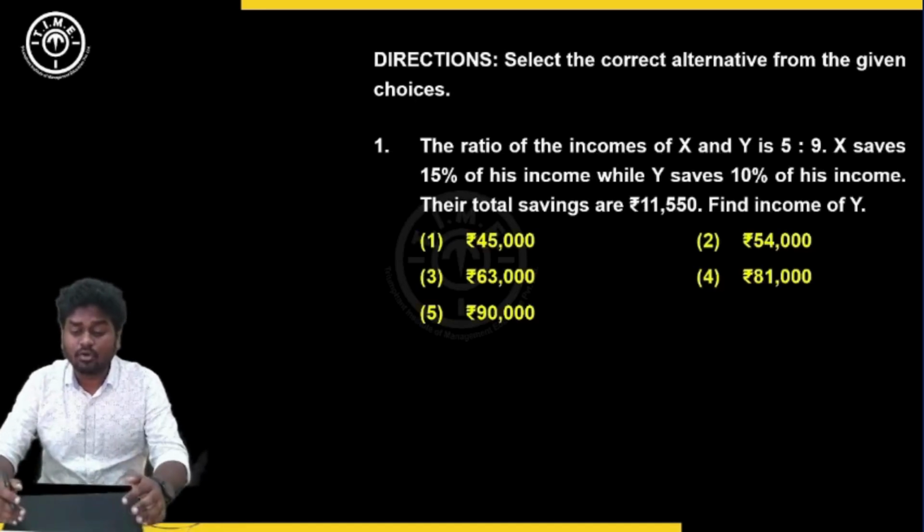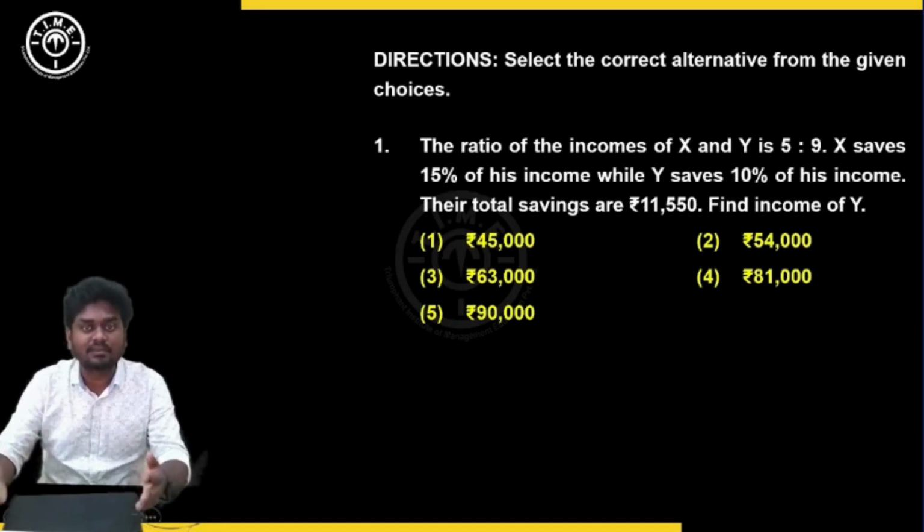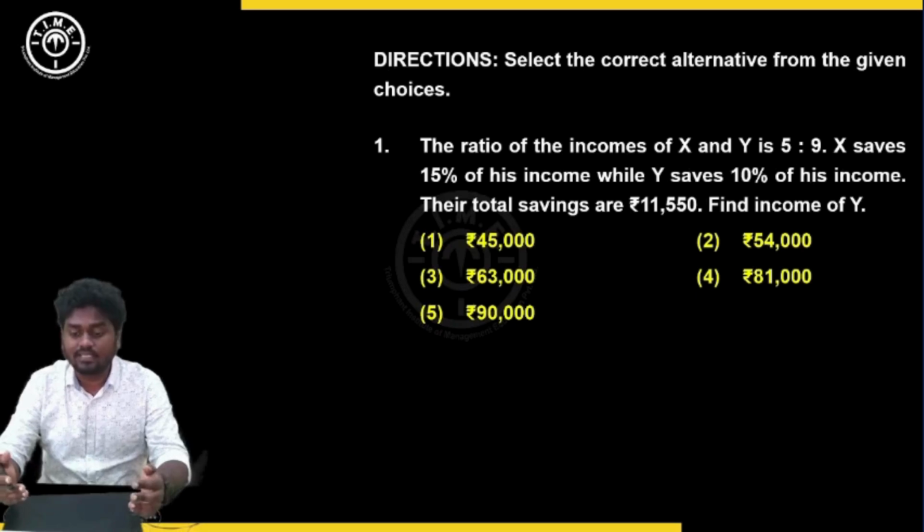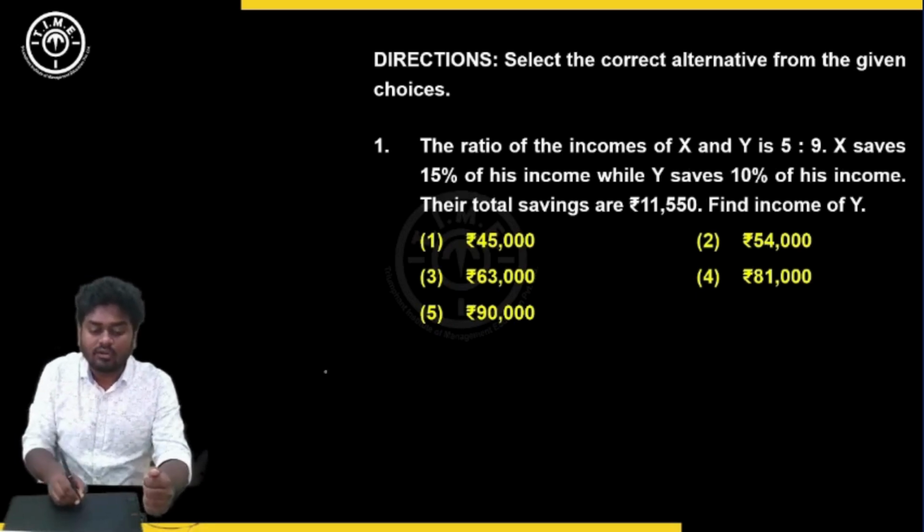The ratio of the incomes of X and Y is 5:9. X saves 15% of his income while Y saves 10% of his income. Their total savings is given, that is 11,550. We want to find the income of Y. How much is this? So what can we actually do here?